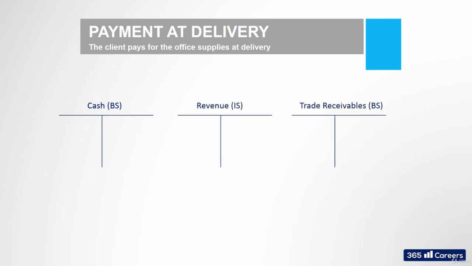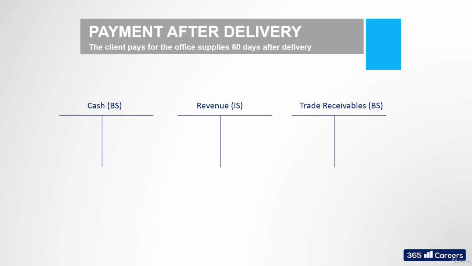Let's use T accounts to understand the impact that each case has on the company's accounts. We will need three T accounts: cash, revenue, and trade receivables. And as we said, we have three possible scenarios. Our client will pay at the time of delivery, before the time of delivery, or after the time of delivery. In the first case, things are simple, right? The company earns revenues for $10,000 and receives a payment of $10,000 in cash. We'll have to credit revenues for $10,000 and debit cash for the same amount.